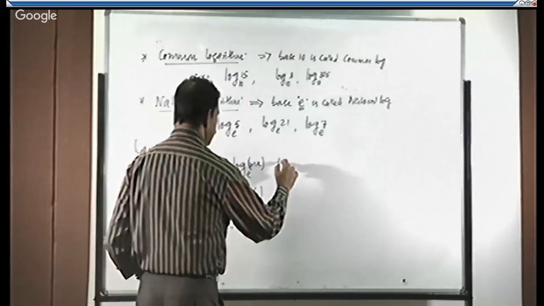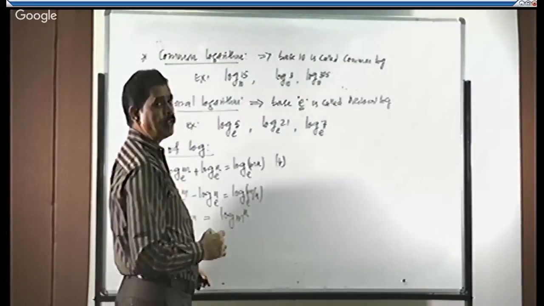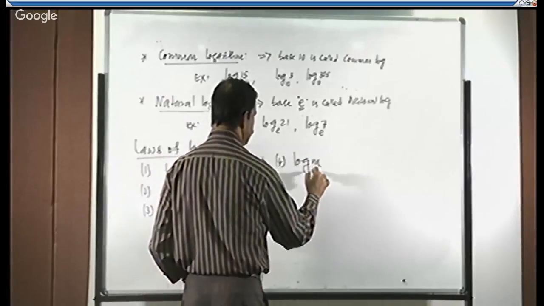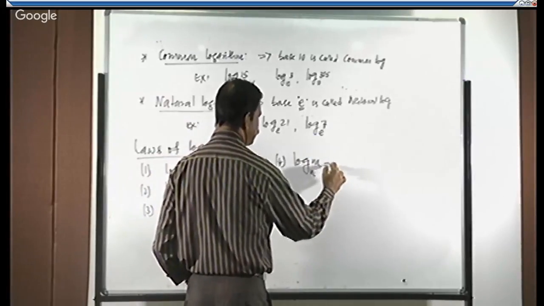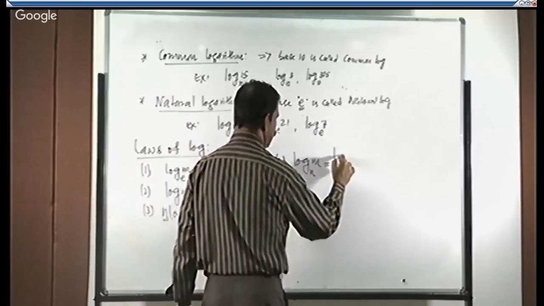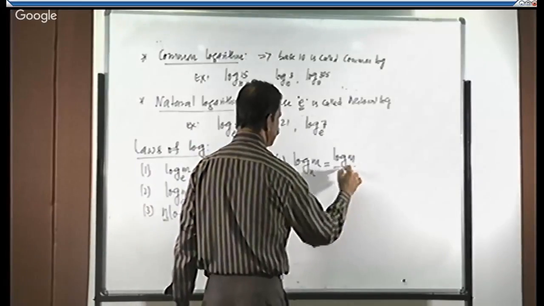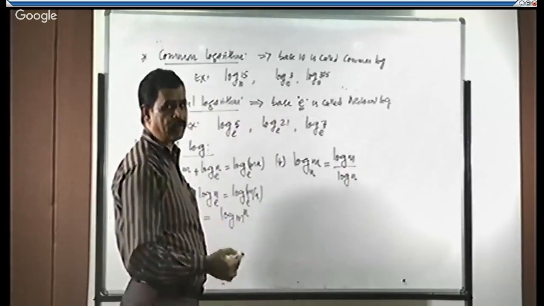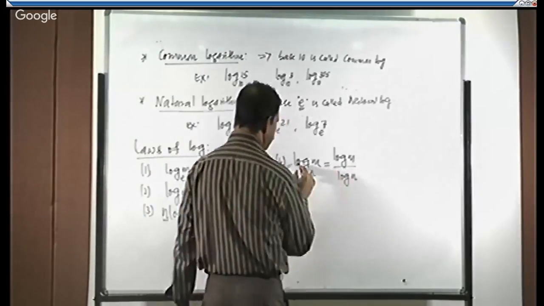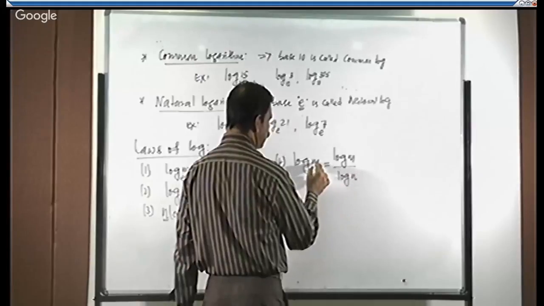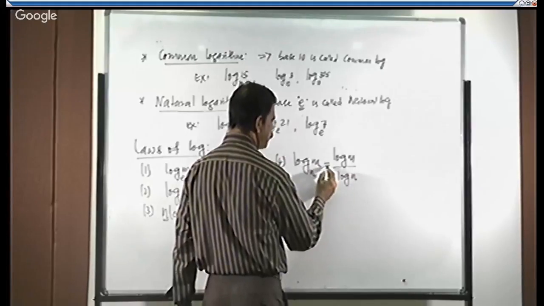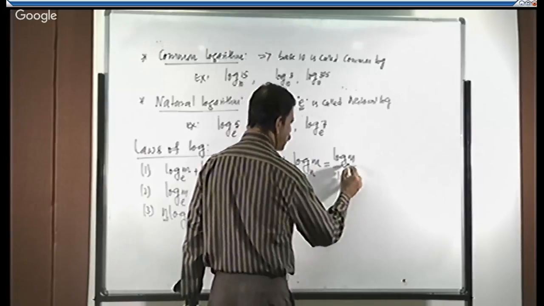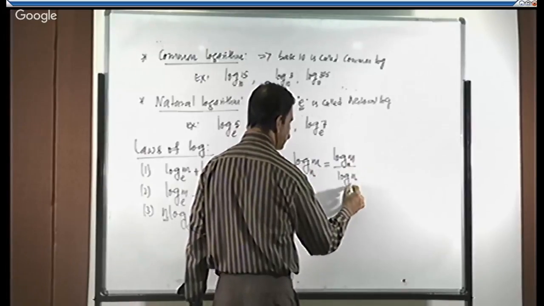We have another law, that is change of base. Log of m to the base n can always be taken as log of m divided by log of n, having a common base. You can take any common base. So here what is the base? n. So log of m to the base n can always be taken as log of m divided by log n, having the base a.